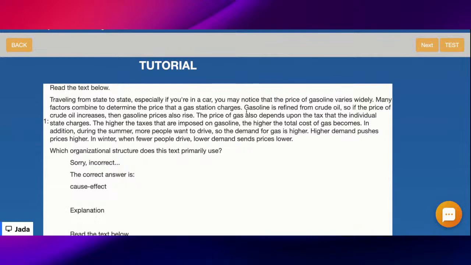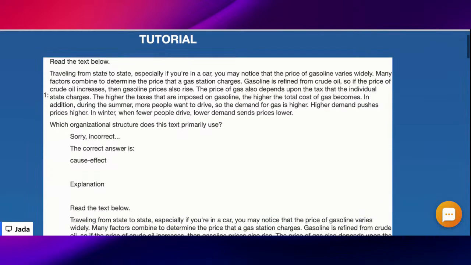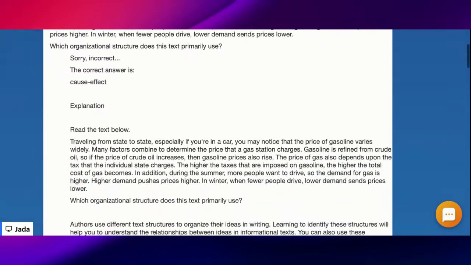The price of gas also depends upon the tax that the individual state charges. The higher the tax that is imposed on gasoline, the higher the cost of gas becomes. In addition, during the summer, more people want to drive, so the demand for gas is higher. Higher demand pushes prices higher. In winter, when fewer people drive, low demand sends prices lower.